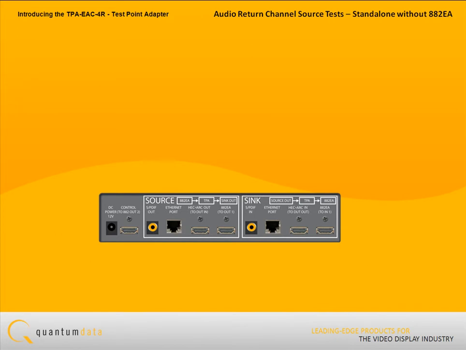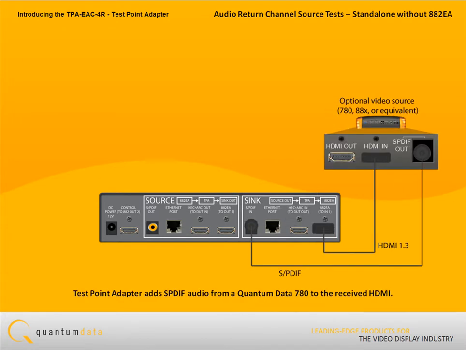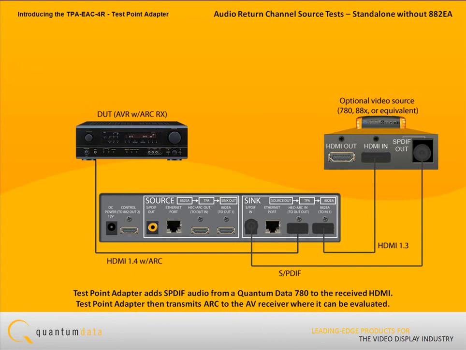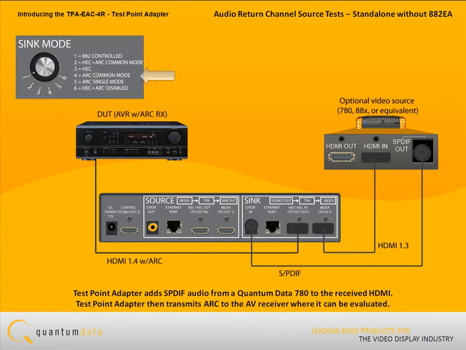Audio return channel source tests standalone without the 882EA. For testing an HDMI 1.4 AV receiver's support of the ARC, the test point adapter adds SPDIF audio from a Quantum Data 780 or other SPDIF audio source to the received HDMI. The test point adapter then transmits the ARC to the AV receiver, where it can be evaluated. The ARC mode is set by the front panel sync knob.